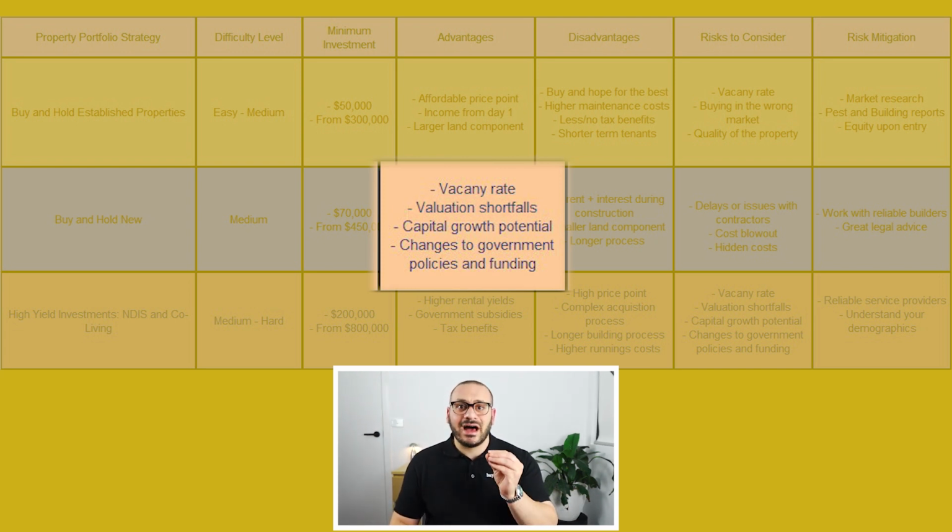And because they are very specific and specialized properties, not anyone can build them. They don't build too many of them, and that could potentially affect your capital growth down the track. And the biggest one, if the government decides to change its mind about the subsidies and how much they pay, there's nothing you can do about it. So keep these risks in mind.